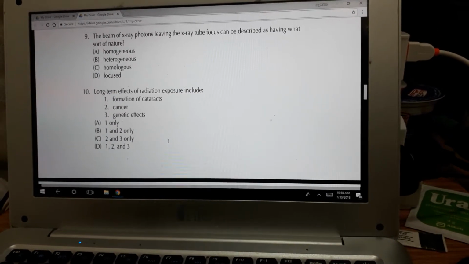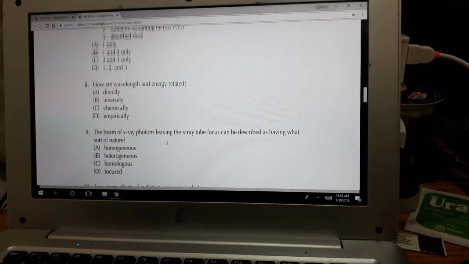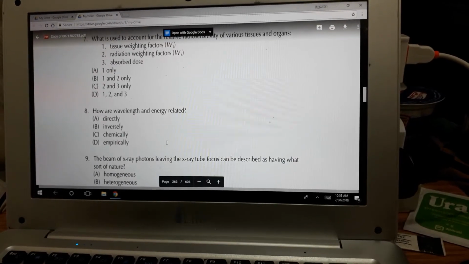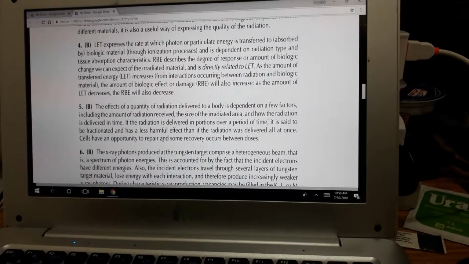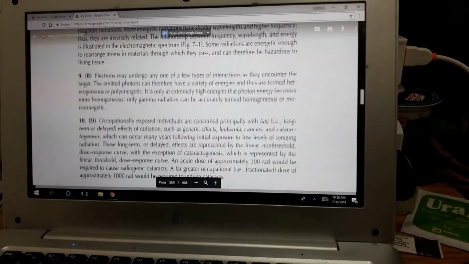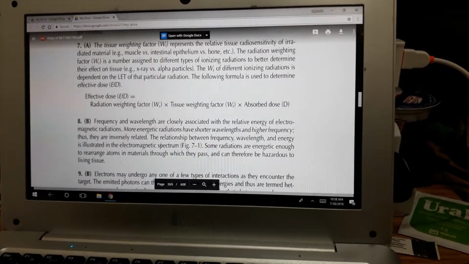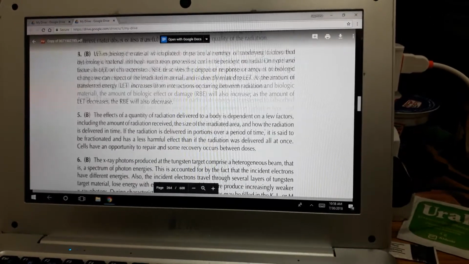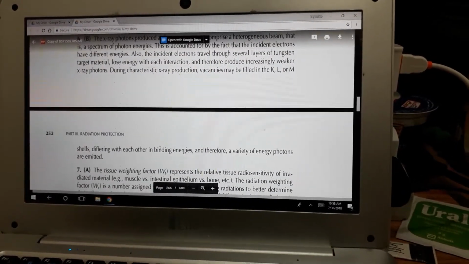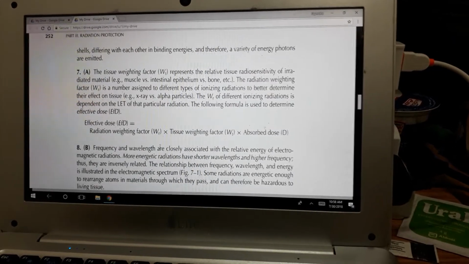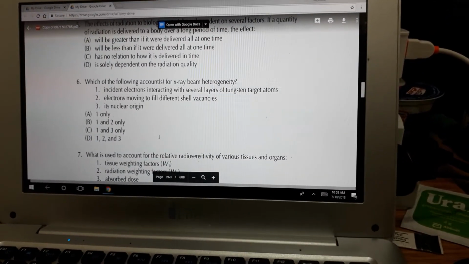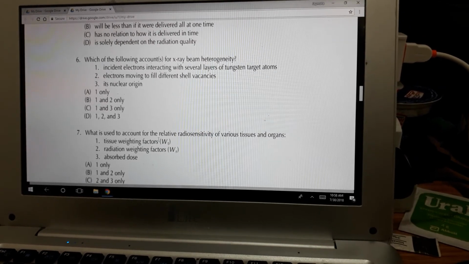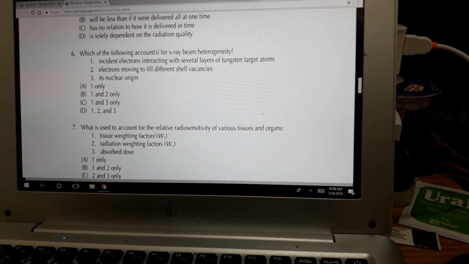Ninth one will be B answer. Seventh one will be B answer. I will check the answer. Seventh one will be A answer. And eighth one will be B answer. Sixth one also B. Okay, thank you.